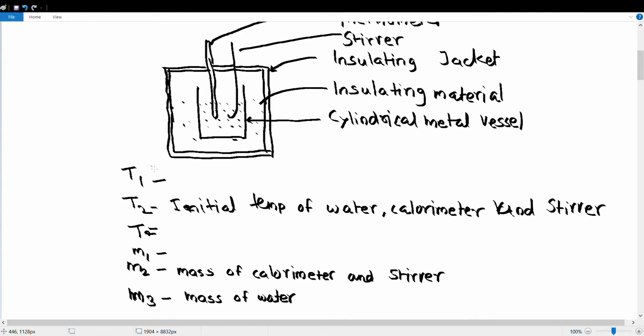Okay. Now suppose we are having a piece of sample. Suppose this is the piece of sample A, whose mass is m1. m1 is the mass of sample A, and this sample has initial temperature T1.